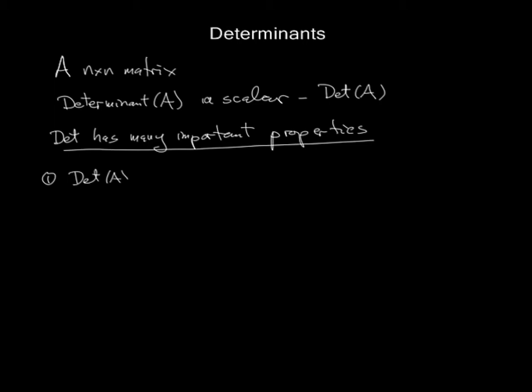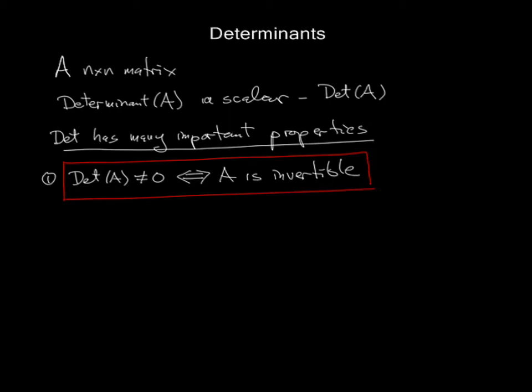So one of the most important properties of determinant is that it tells you when a matrix is invertible. The determinant is not equal to 0 if and only if it's invertible. That's an extremely useful fact, so it gives you an easy way to tell whether a matrix is invertible. And of course we've used it for that purpose quite a bit already.